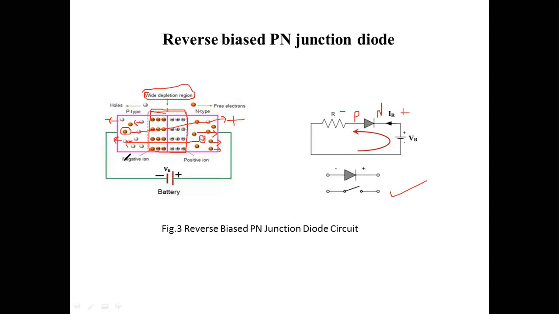Okay, and if you go on increasing this reverse voltage, at some point there will be breakdown. The junction will break and the diode will be damaged. If you go on increasing the voltage in the reverse direction only, the depletion region will go on increasing, and at one point it will break the junction. That is the breakdown of the diode. Sometimes that is called reverse breakdown.